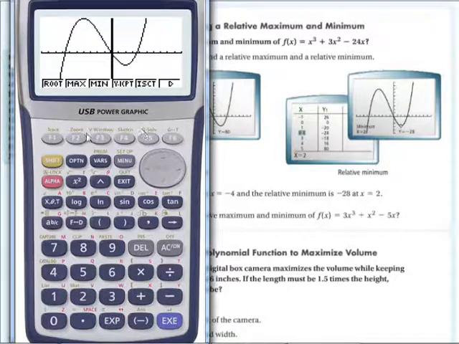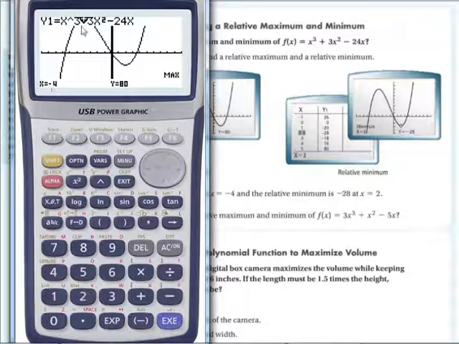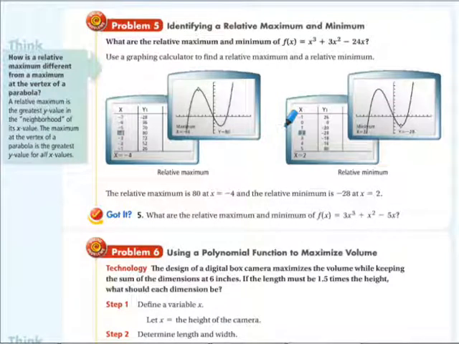Then I just go to GSolver, I hit maximum, and it's going to tell me the maximum is at negative 480. And then if I go to GSolver minimum, it's going to tell me that the minimum is at negative 28. Okay, so putting this in your calculator is really no problem. Go ahead and do that for number 5. Put that in your graphing calculator and calculate the max and min for me. Pause the video now.